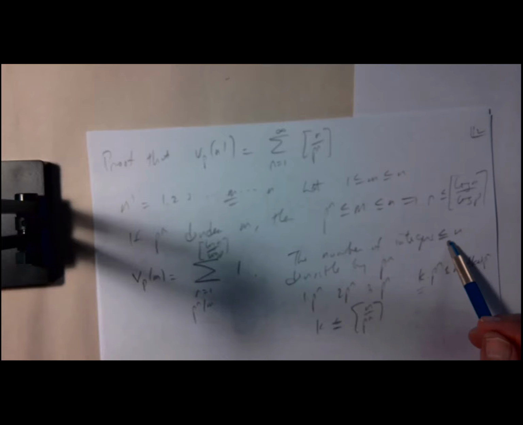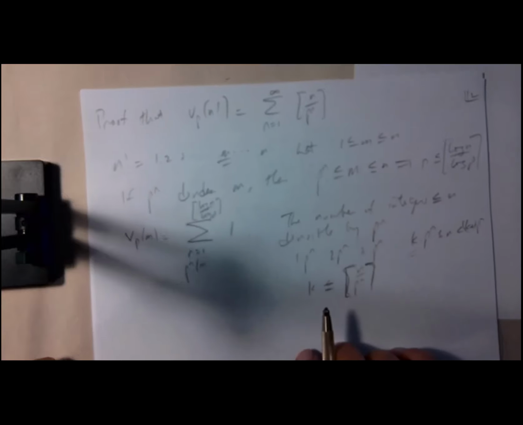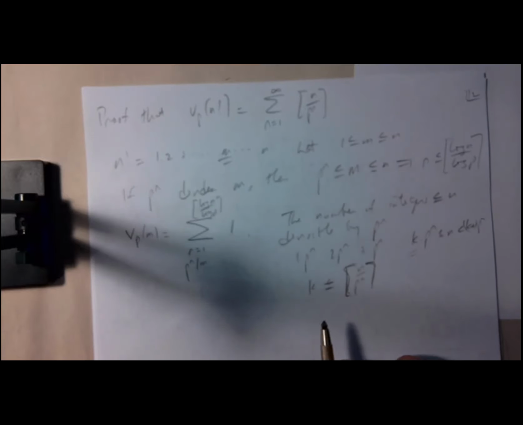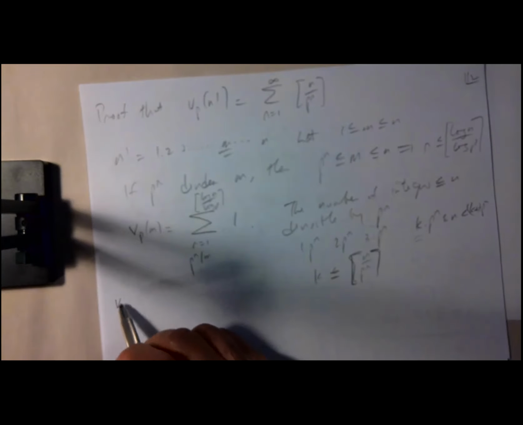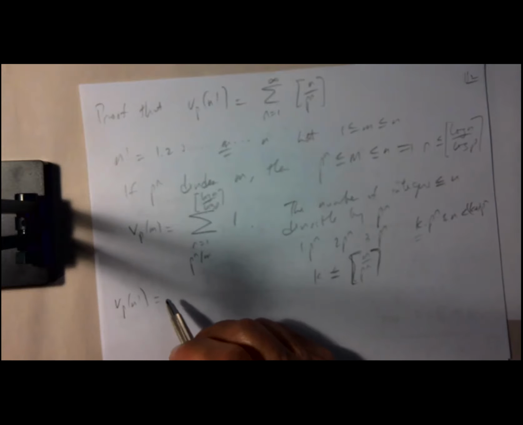So the number of integers up to n divisible by p to the r is exactly the integer part of n over p to the r. So this is the proof that's in the book: v_p of n factorial, the highest power of p that divides n factorial.